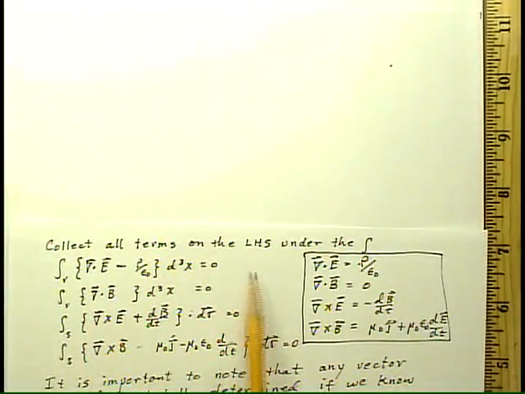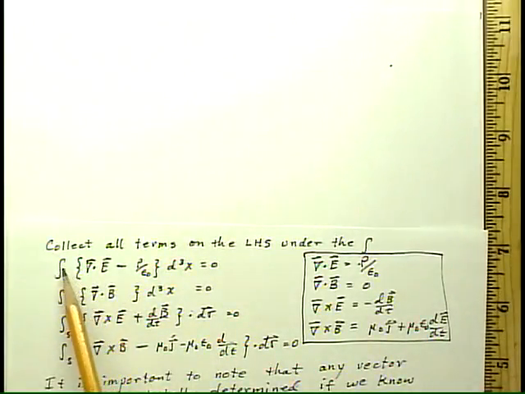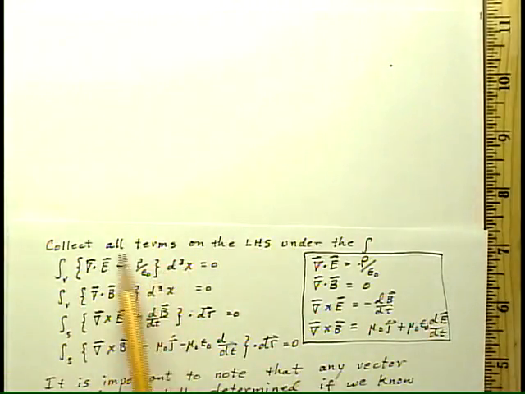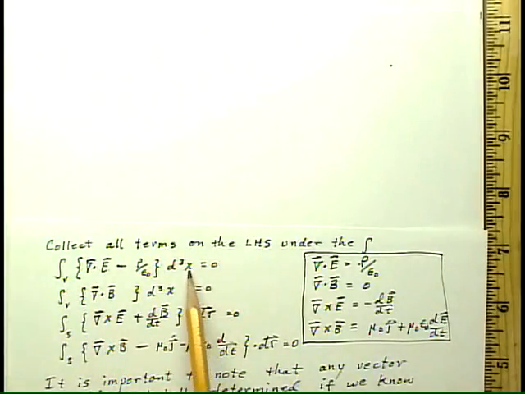By moving the right-hand terms to the left-hand side, we get the following results. We can put everything under the volume integral of del dot E minus rho over epsilon naught over d cubed x. This is a volume integral of this quantity, and its integral over the volume V is equal to 0.